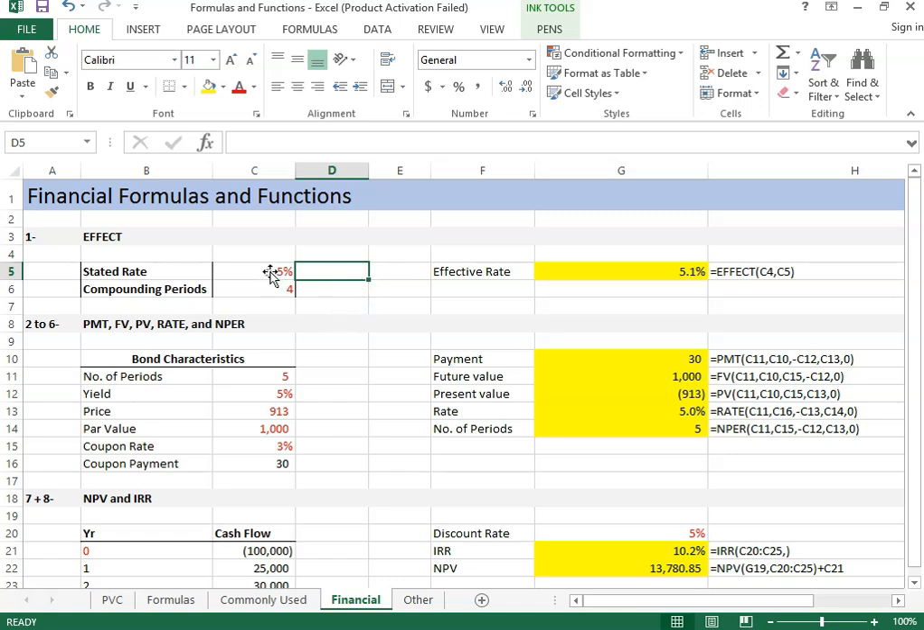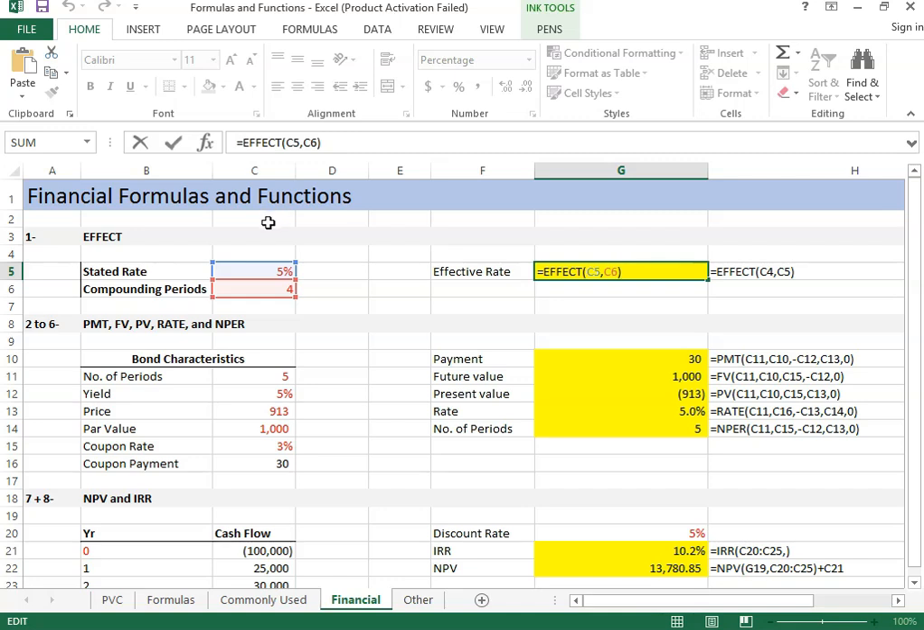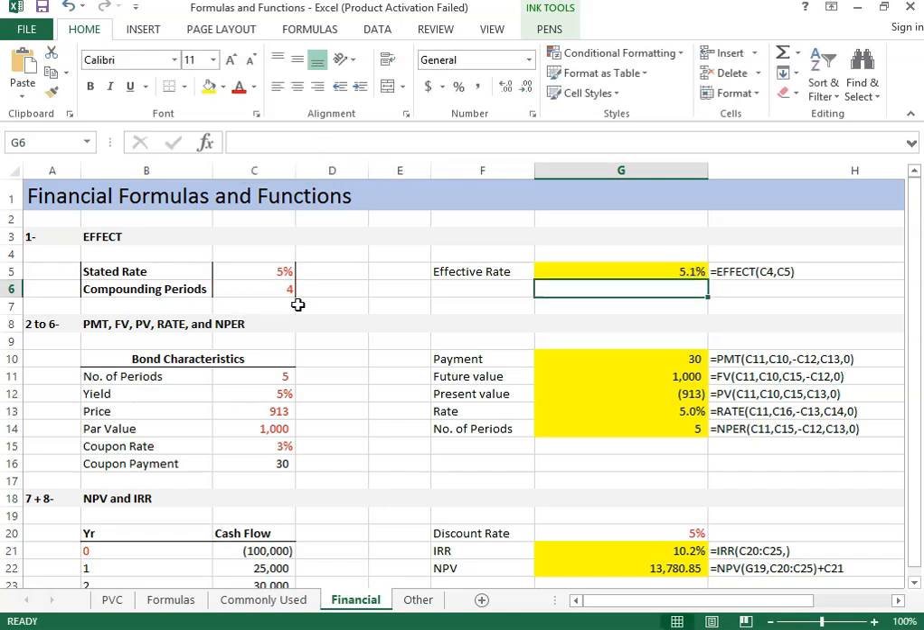So if you have a stated rate, how do you get the effective rate? Simply, you can get the effective rate using this formula, which is effect equals effect. You give it a stated rate and you give it compounding periods. Let's say it is quarterly compounding, so it is 4, and it will give you the effective rate.